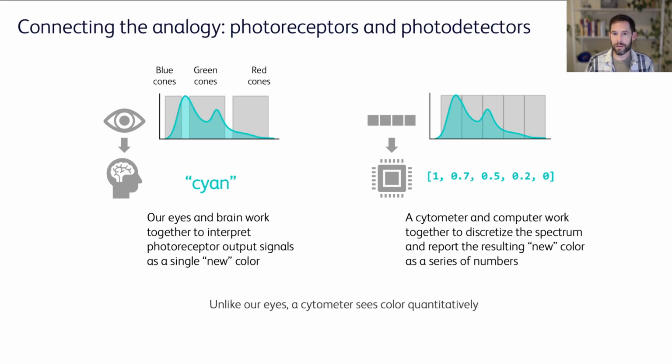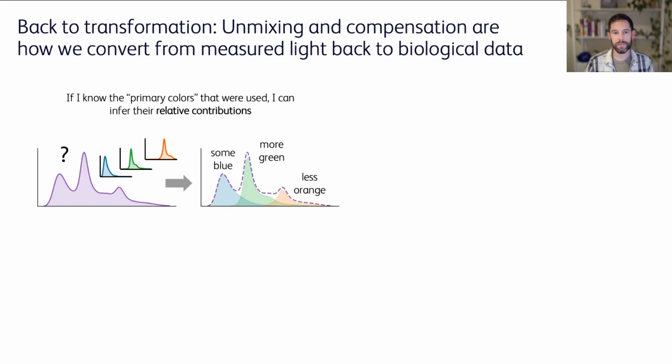Well, in the same way, a cytometer is going to take a measurement from different parts of the spectrum with its different photodetectors. But instead of representing that measurement as a new color with a name, it's going to represent that measurement as a series of numbers, a vector, like I'm showing here. And although these seem boring to us, computers love these things. So essentially, the cytometer and the computer work together to represent a new color as a series of numbers. In other words, a cytometer sees color quantitatively.